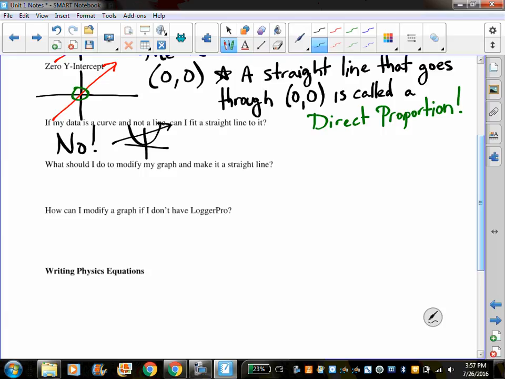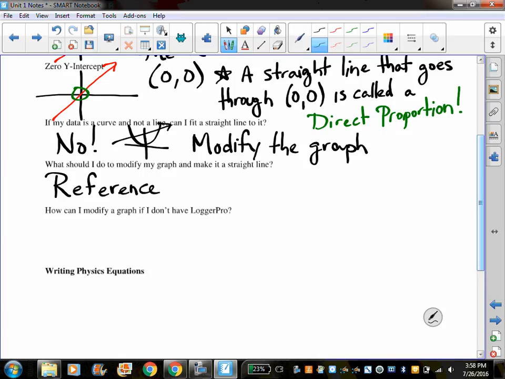So instead, what you need to do is you are going to need to modify the graph. That's what we talked about a little bit in the last lecture. We need to modify our data so that we end up getting a straight line with positive slope. So how should I do this? What should I do to modify my graph and make it a straight line? You need to replot the data, and how you will replot it depends on what the shape is. So what I would do is I would reference the graph summary sheet.